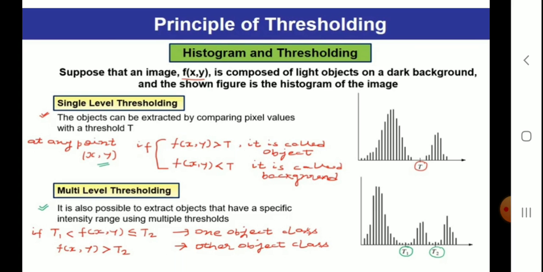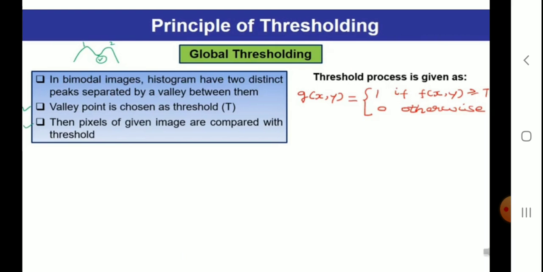In case of multi level thresholding, if we have the histogram of an image and we divide it into more than two modes by separating T1 and T2, it is also possible to extract the object that has a specific intensity range using the multiple thresholds. How can we specify that? If T1 is less than f(x, y) is less than or equal to T2, then one object class. If f(x, y) is greater than T2, then the other object class. Clear? So these are the single level and the multi level thresholding concepts.